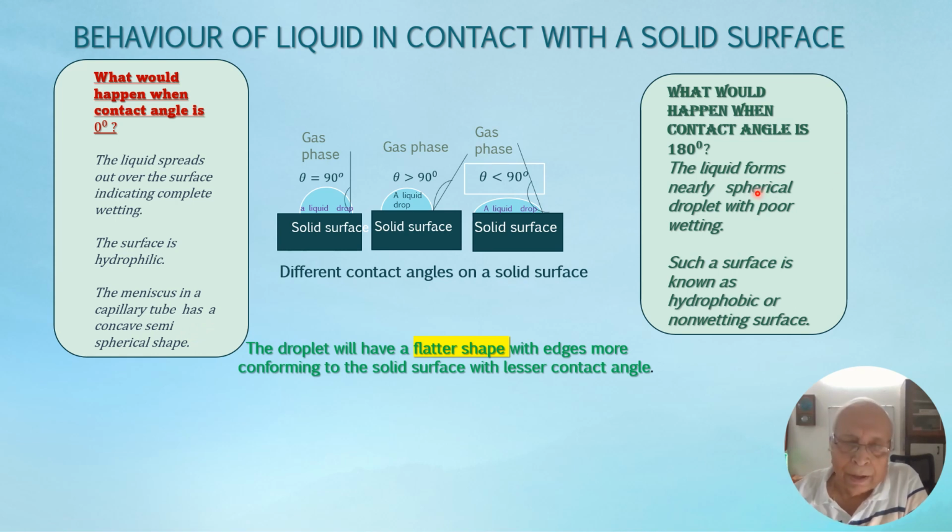Now suppose the contact angle is 180, what will happen? Such a surface hates water, hates the liquid, and it is a non-wetting surface or hydrophobic. The liquid forms a nearly spherical shape, a spherical droplet with poor wetting.